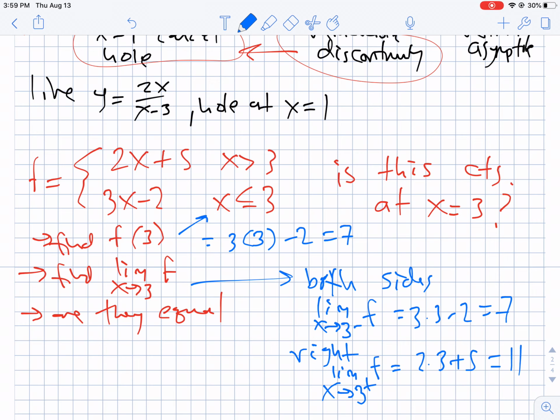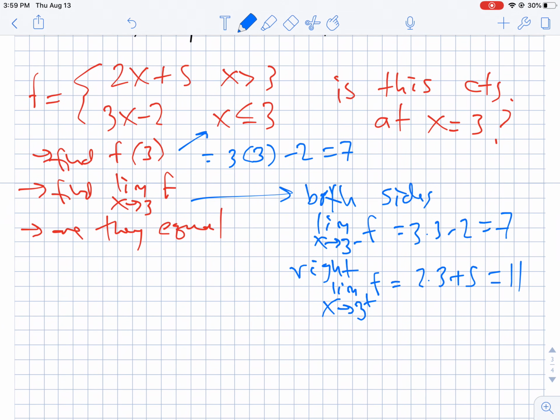Okay, so does the limit exist? And the answer should be no, right? You see different values on the left and the right. So the limit does not exist. And if the limit doesn't exist, it can't be continuous.